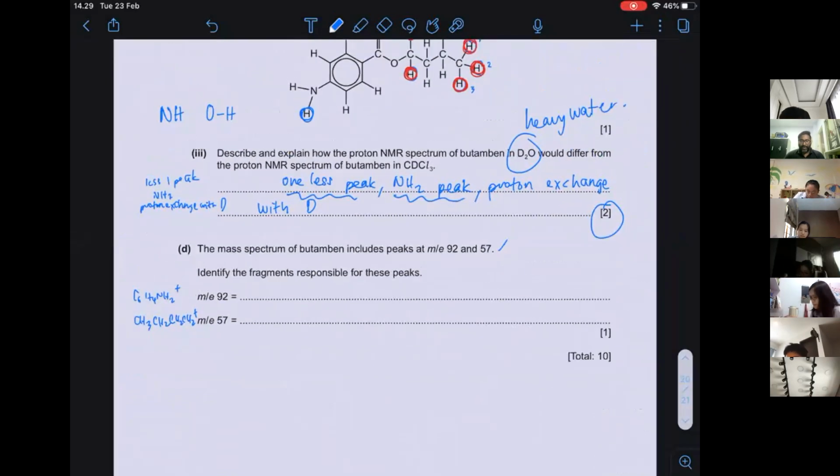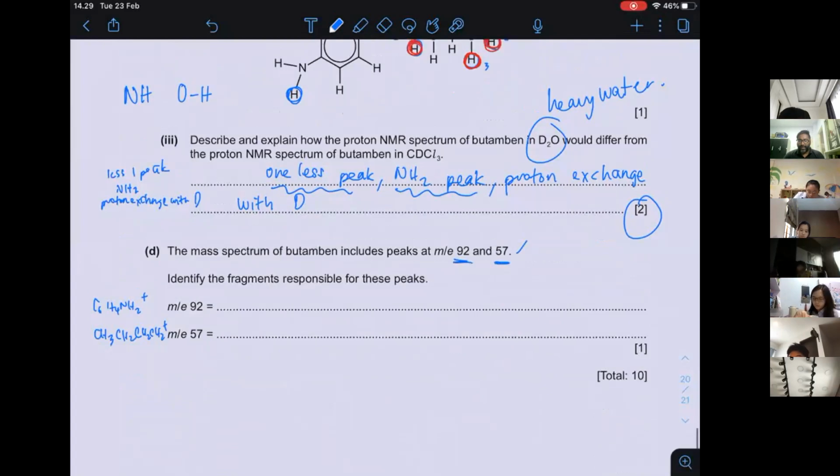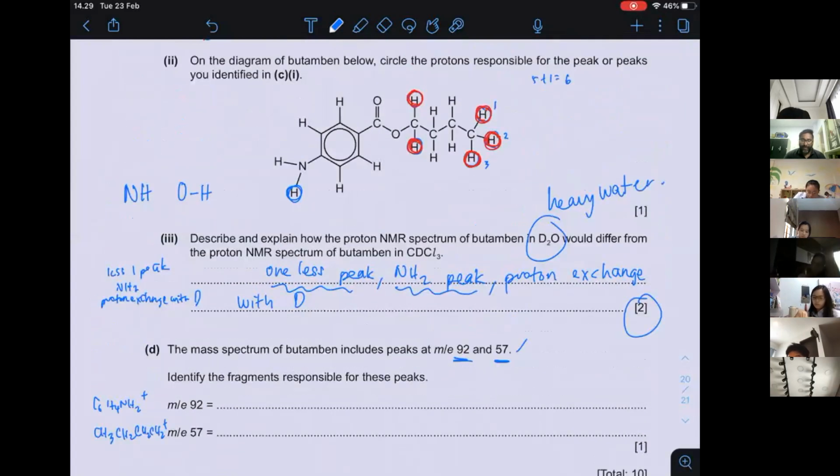The mass spectrum of butanban includes 92 and 57. So if it is 92 and 57, please find out which fragments you separate, because you can break here, then you get CH3 plus. You break here, then you have CH2CH3, and this is going to be plus. So please find out which one will give you 92 and 57.